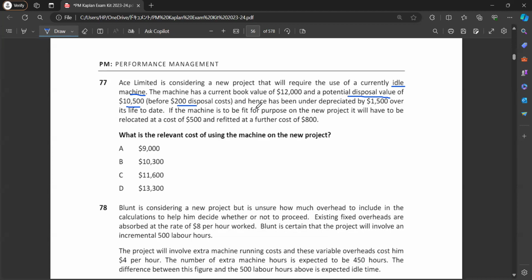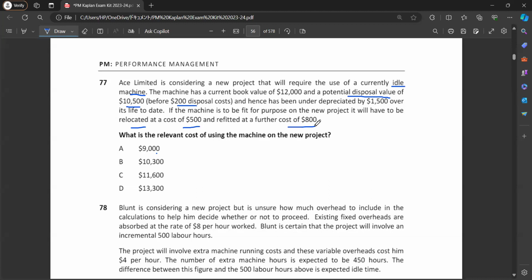After that, we see that it has been under depreciated by 1,500 over its life to date. That is irrelevant completely. Whether it was under depreciated, over depreciated, whatever scenario happened in the past, that has no relevance as of now. So we just ignore this 1,500. Apart from that, if this machine were to be used on this new project, the incremental costs are, it has to be relocated at a cost of 500 and a further cost of 800.